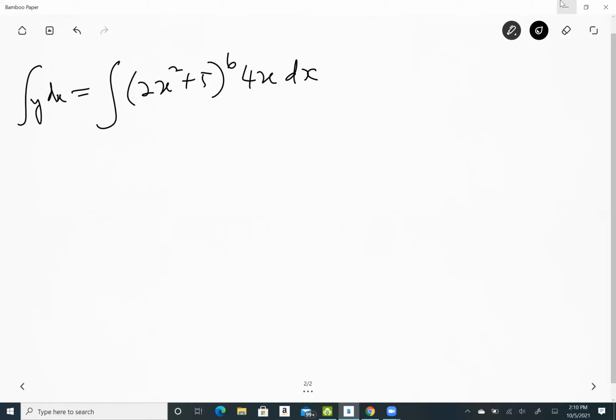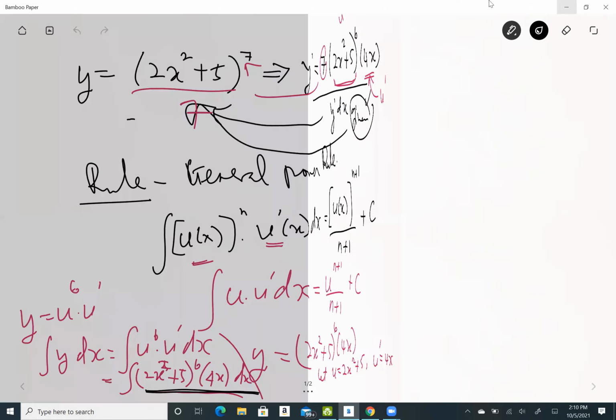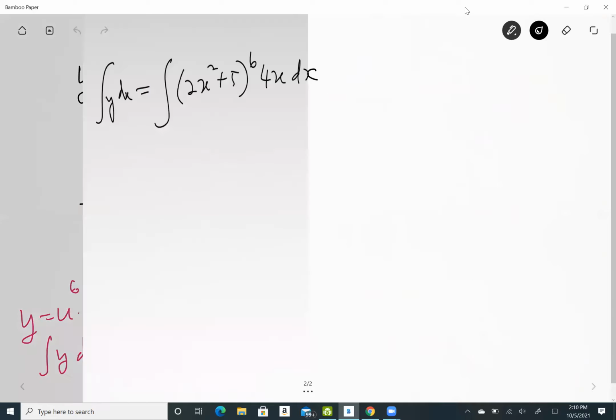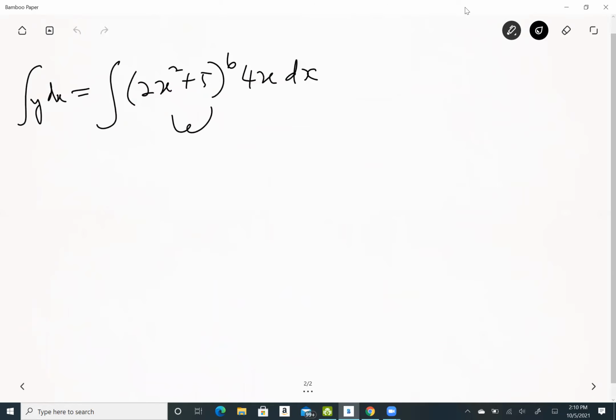So how do you do that? Now we know the rule. What is the rule? The rule says, if I have a function u to the power of n multiplied by u prime, the integral will be equal to u to the power of n plus 1 divided by n plus 1. So we will proceed. You let u be equal to 2x squared plus 5. And then what is u prime? u prime is 4x.